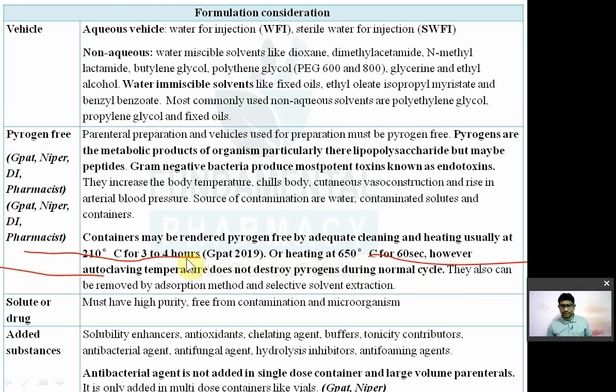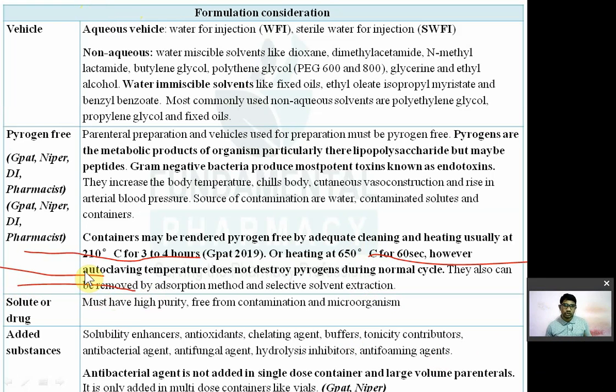कि normal जो cycle होता है autoclaving का, 121 डिग्री सेल्सियस और 15 pound pressure for 20 minutes है ना. नॉर्मली ऑटोक्लेव का क्या होता है कि 121 डिग्री सेल्सियस, 15 lbs pressure and 20 minutes. So that cycle will not eliminate or destroy pyrogens. But if you modify that cycle, there are different holding temperatures that can remove pyrogen. But normally autoclave will not remove the pyrogen. Now they can also be removed by selective adsorption and selective solvent extraction. So there are different methods for removing the pyrogen.